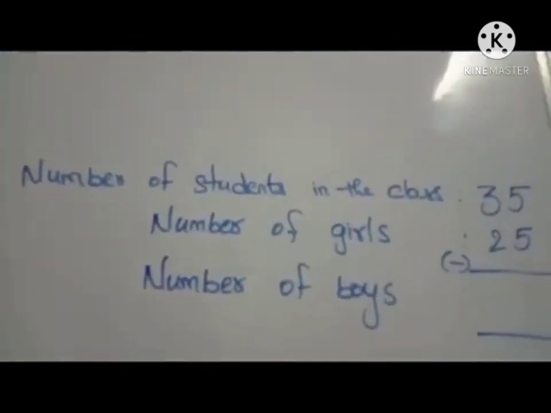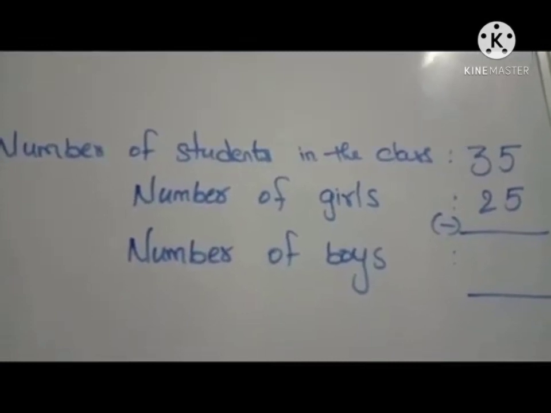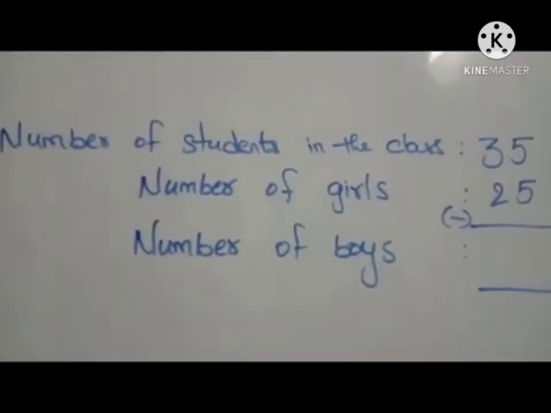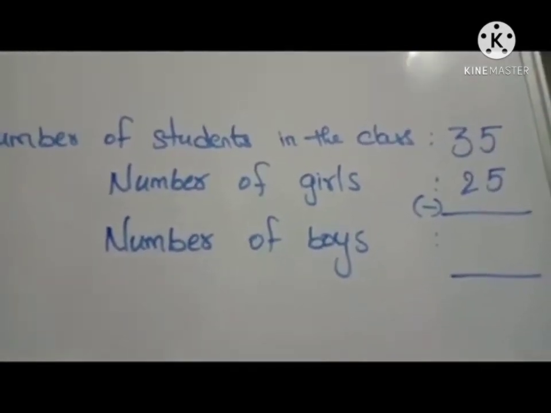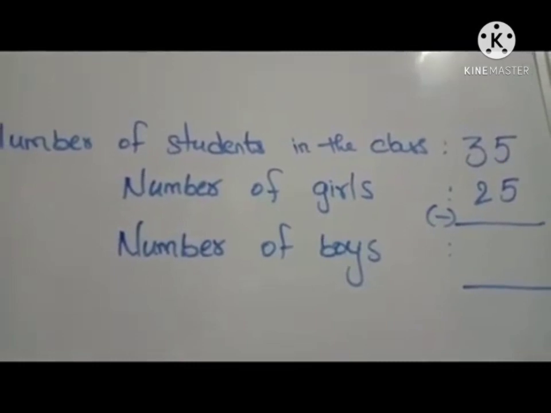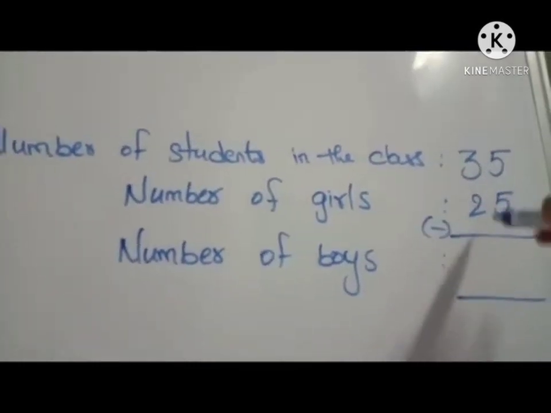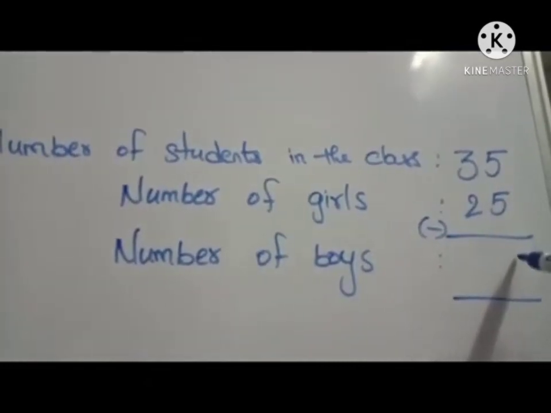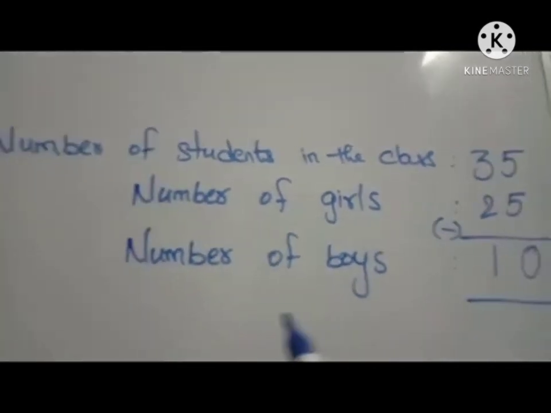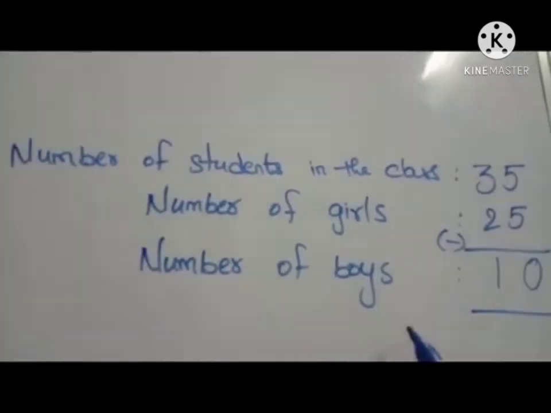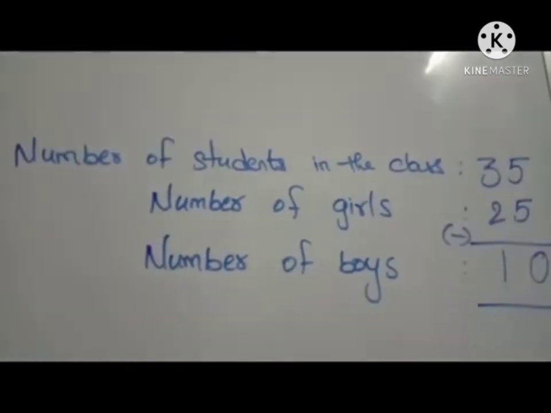How many are there in the total class? 35 members are there. Out of 35 members, 25 are girls. Now if we want the boys, subtracting the girls leaves the boys. The rest of the students, who will they be? They will be boys. So here we have to do the subtraction. 5 minus 5 is equal to how much? 0. 3 minus 2 is equal to 1. So number of boys is equal to how many members? 10 members are there in that class.